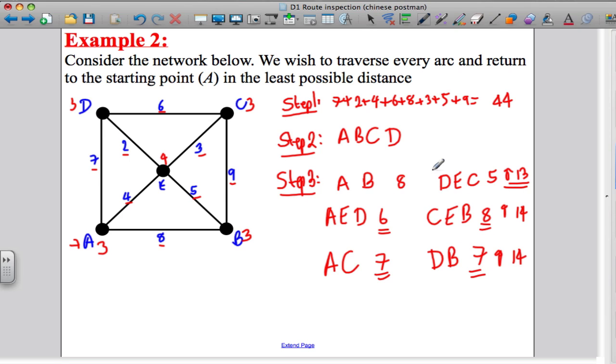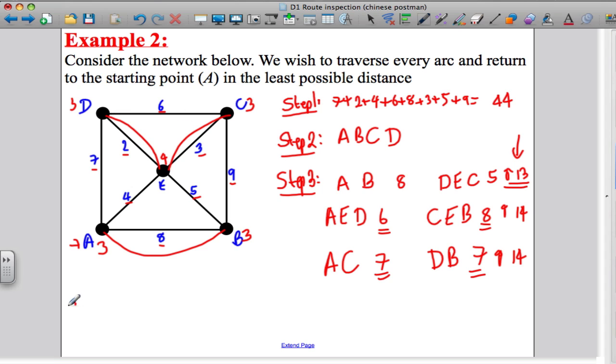What's the best combination to double up my graph by so that every node is now even? Well, this one increases the weight by the smallest amount. So I want to have an extra arc between A and B here, and I want to have an extra arc D, E and C here. So D to E, I want an extra arc in there, and E to C, I want an extra arc in there. That will now create for me every node now will be even, and I can have a route starting in A and ending in A.